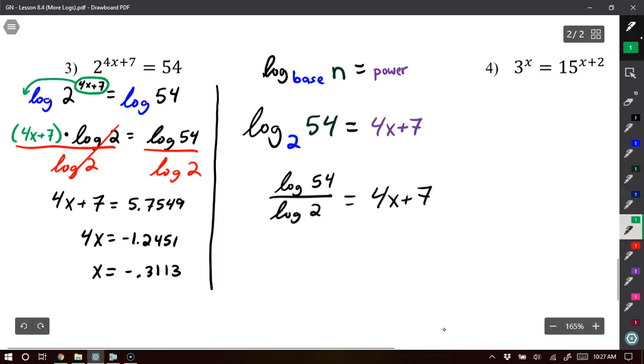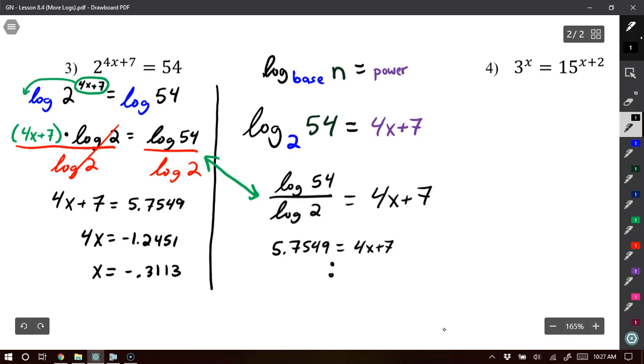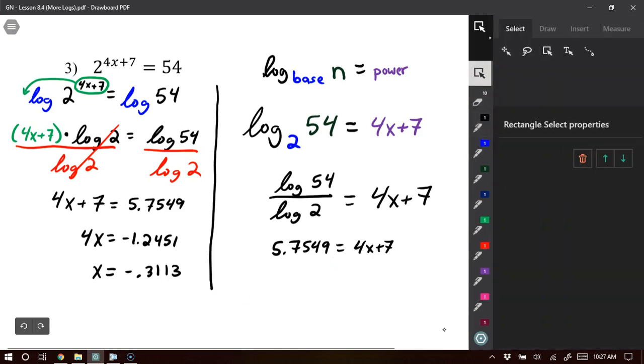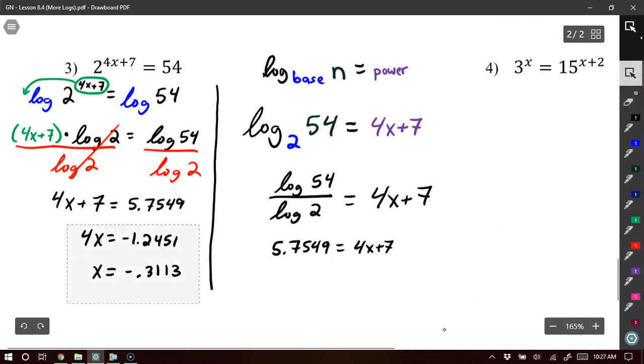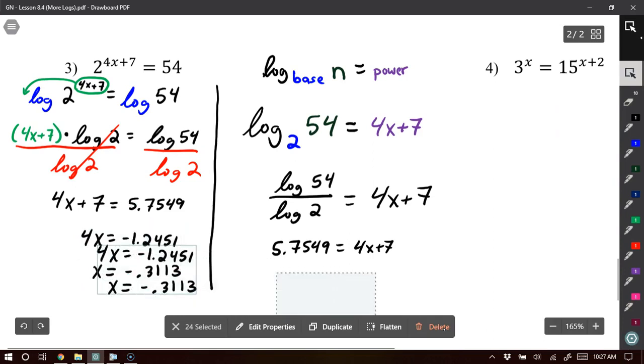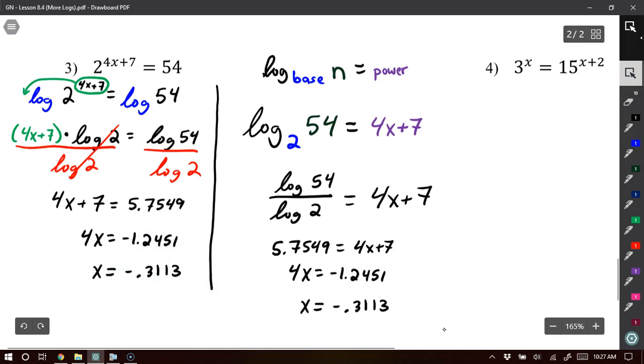And notice, here to here, I mean, look at that. Our steps are going to line up the exact same. So I'll have 5.7549. If I type it in my calculator like I did, equals 4x plus 7. It's going to be the same exact steps as I solve. So I'm not going to finish the problem doing the change of base approach, because it's going to be the exact same as what is on the left side here. So I can just do this if it makes you feel better. There's the answer on it. So there's number 3. Again, whichever one you want, log and power or change of base.